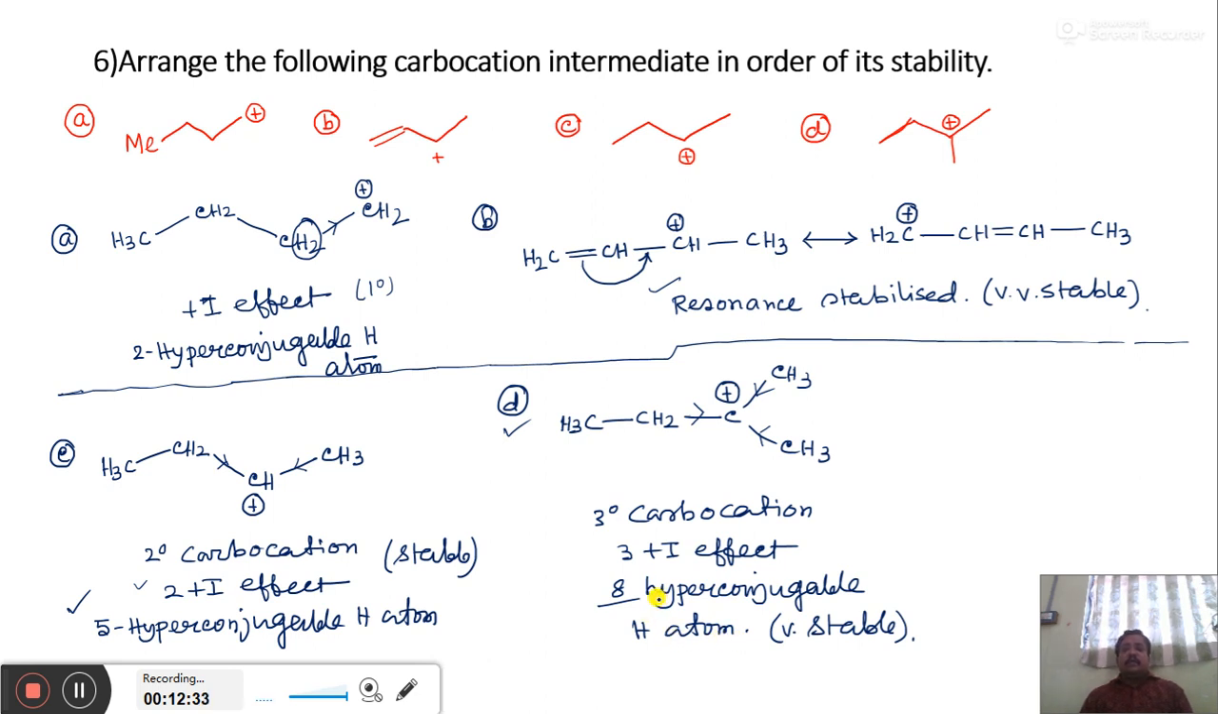Depending on the resonance effect, plus I effect and hyperconjugate H atoms, the most predominant effect is the resonance effect. So carbocation B is most stable. Then between A, C, D, carbocation D is stable, then C, and the least stable carbocation is A. So this is the increasing order of stability of carbocations. Now this is the video where I described some examples of the stability of carbocations.